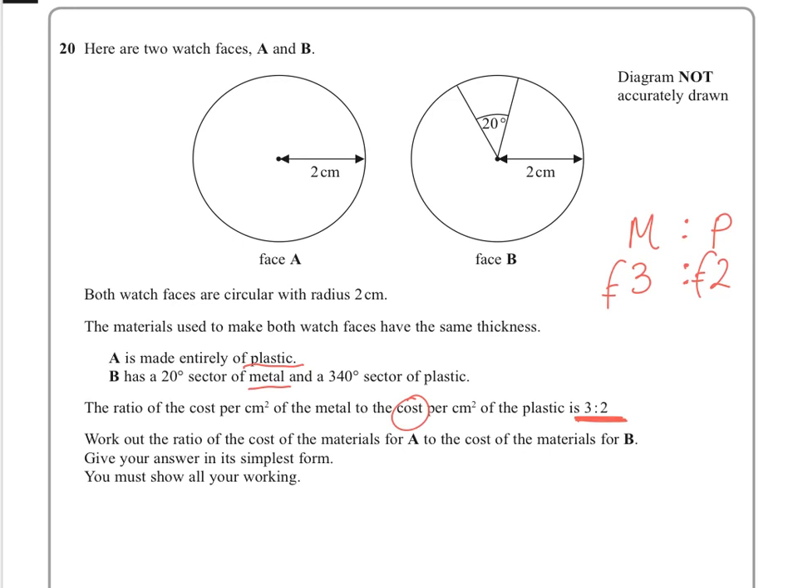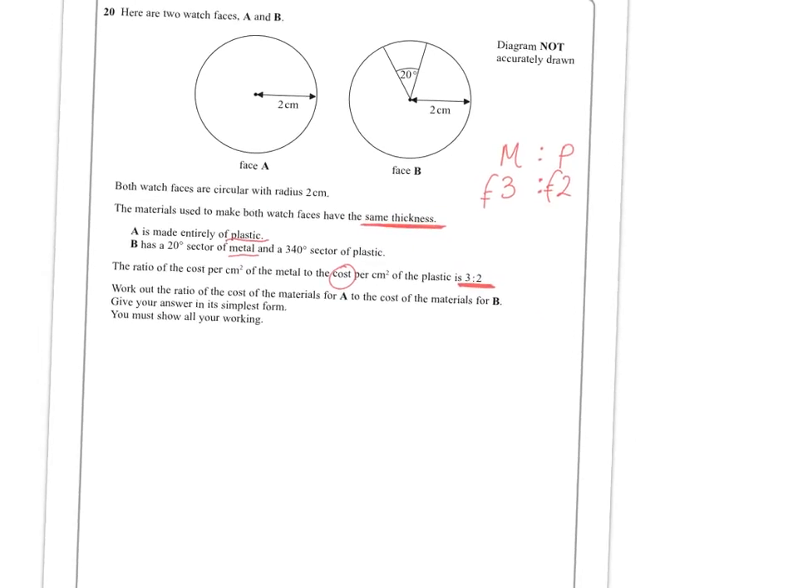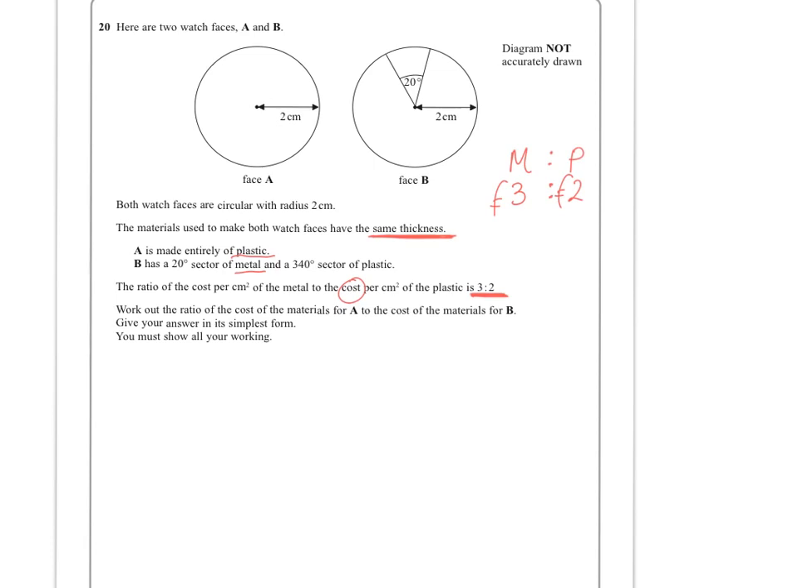So face A is made entirely of plastic, and it says the materials have the same thickness, so I think that takes out the idea of doing volume, for example. It's independent of the width. Okay, so we're just going to look at the surface area. So if we look at watch face A first, so let's have a look.